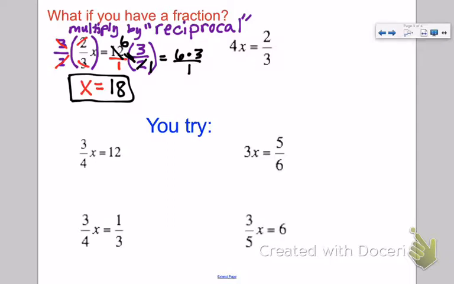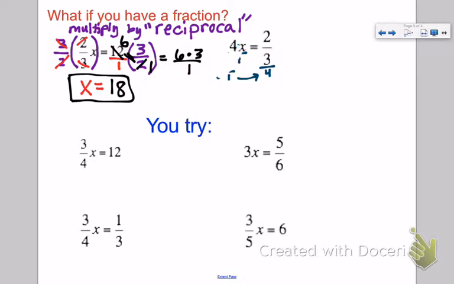All right, if we look at the next example, it's a little bit tougher because we have the number 4 attached to the x. So what we learned before is to go ahead and divide by 4. But what happens when I divide this fraction by 4? Remember, we're actually dividing by 4 over 1, and when we do fraction division, it's the same as multiplying by the reciprocal.